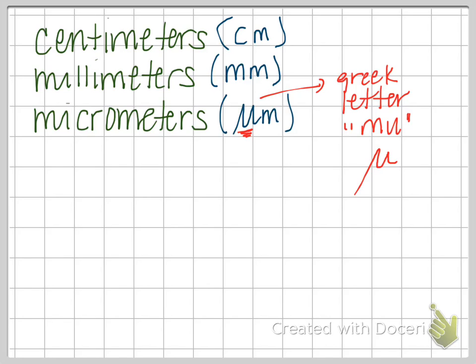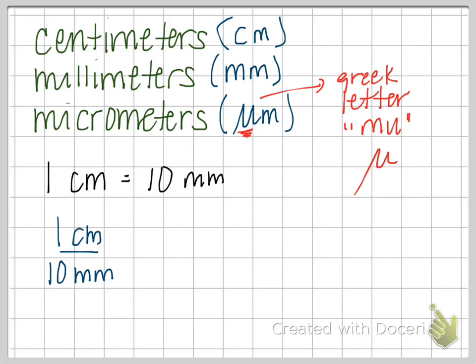The conversion factors you may be familiar with, or you're definitely familiar with the fact that 1 centimeter equals 10 millimeters. And from that, we can create 2 conversion factors, and that would be 1 centimeter over 10 millimeters, or 10 millimeters over 1 centimeter.